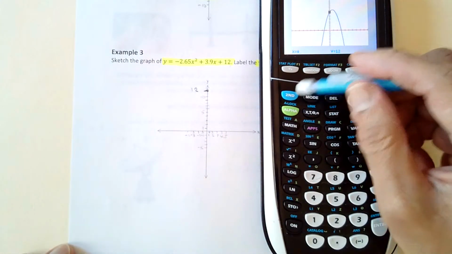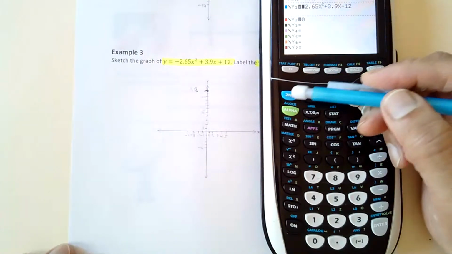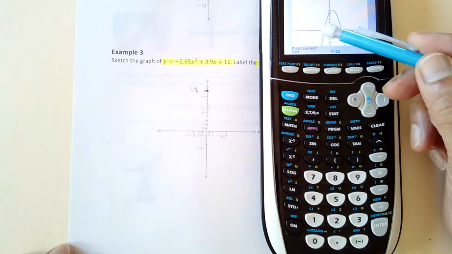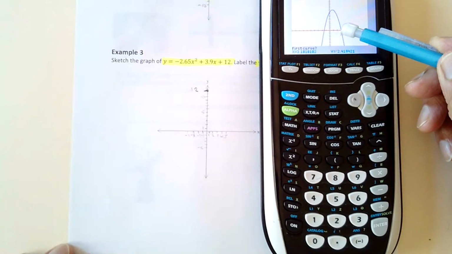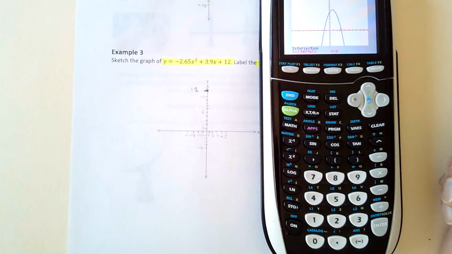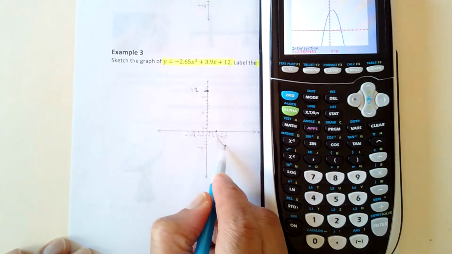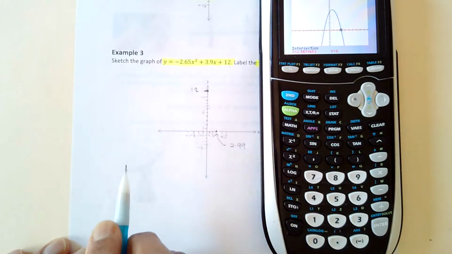Now I already have my y equals 0 equation entered. Second trace, go to intersect. Now I could go to my right side first. Doesn't matter which one. So I press my right arrow key to move over to the right side. Press enter 3 times. And it gives me a value of 2.99, which is pretty close, right? So I'm going to put here an arrow, 2.99, close to 3.